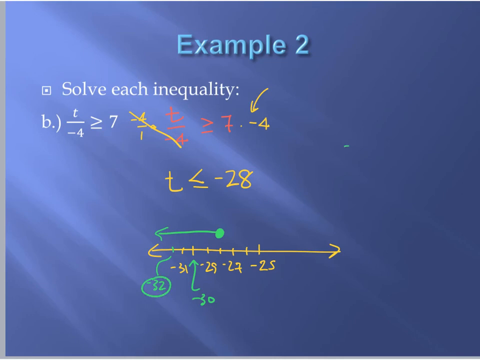So I'm going to plug in -32 for t, divide that by -4, that's greater than or equal to 7. So -32 divided by -4 will give me a +8. And is 8 greater than or equal to 7? And the answer is yes. Therefore, this is the correct inequality.